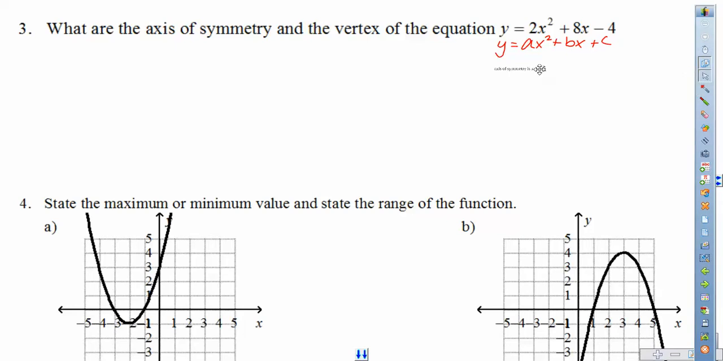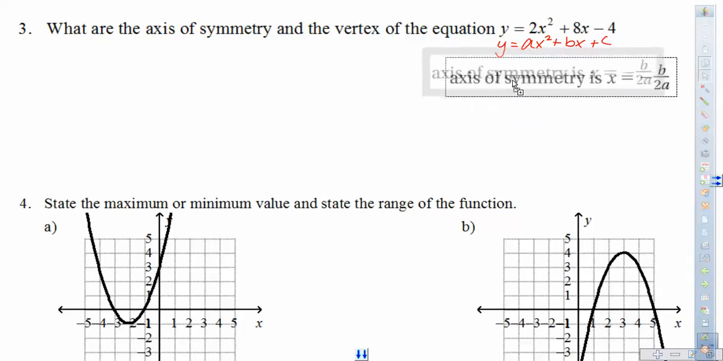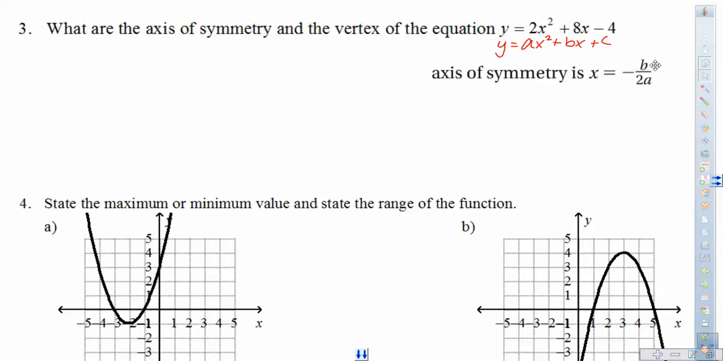There's no h's and no k's there. So what we will use is that formula for the axis of symmetry. There it is, right there. And how we read that, I kind of don't like having that negative there. A great way for you guys to think about this is as just being the opposite of b divided by 2a.